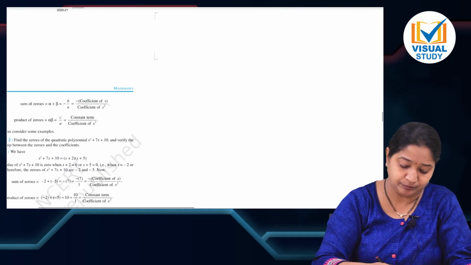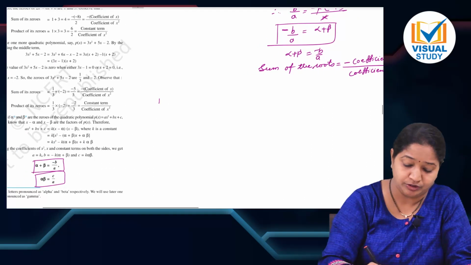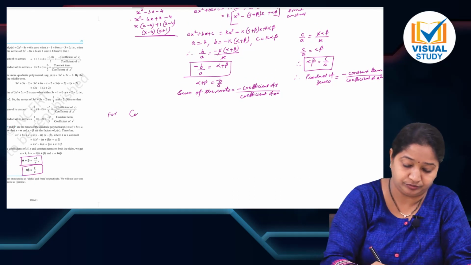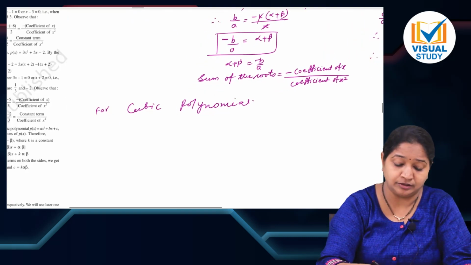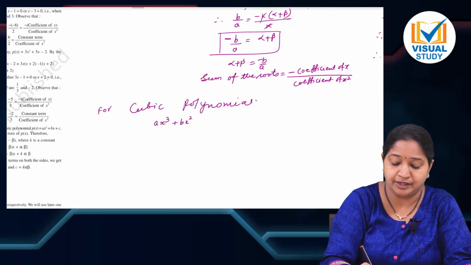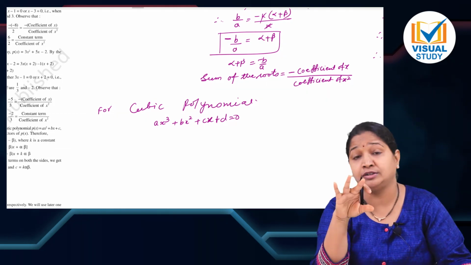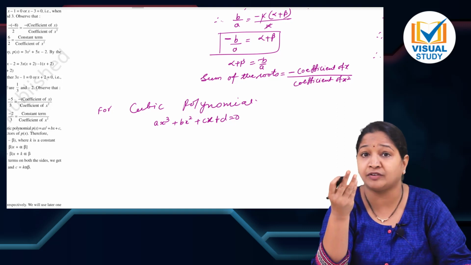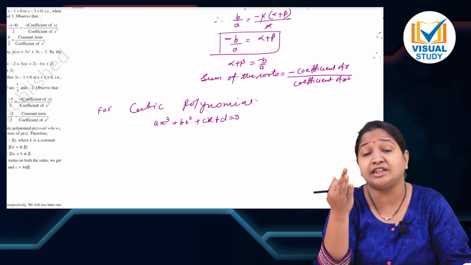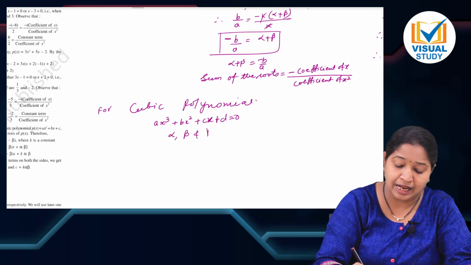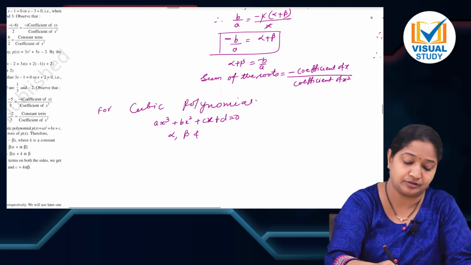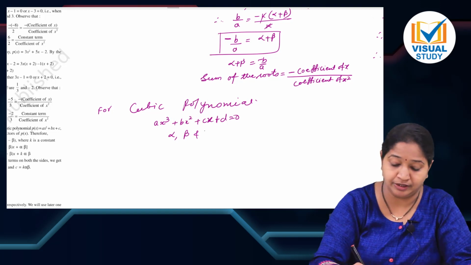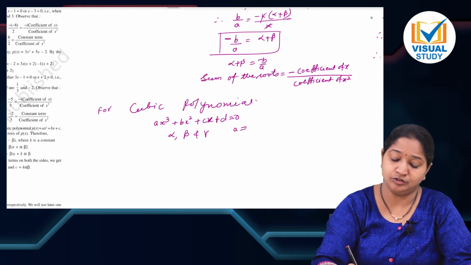Now for the cubic polynomial, what are you going to do? What is the standard form of a cubic polynomial? Ax cube plus bx square plus cx plus d equal to 0. Till now you had the roots alpha and beta. Now for a cubic polynomial, obviously you will have 3 roots, so it will be alpha, beta and gamma. Okay, and here also A not equal to 0.